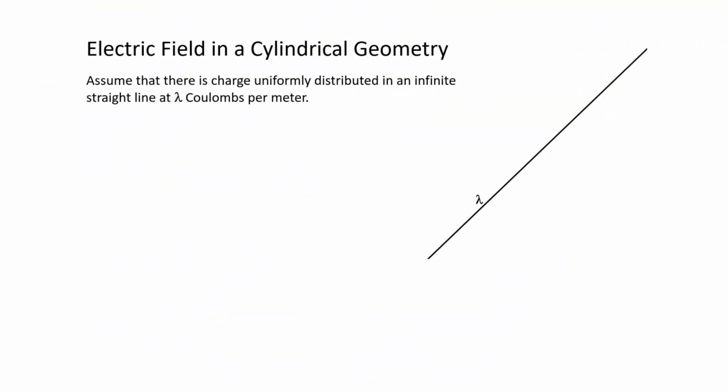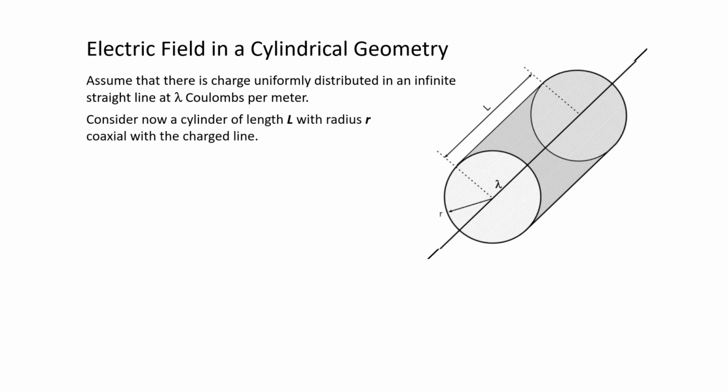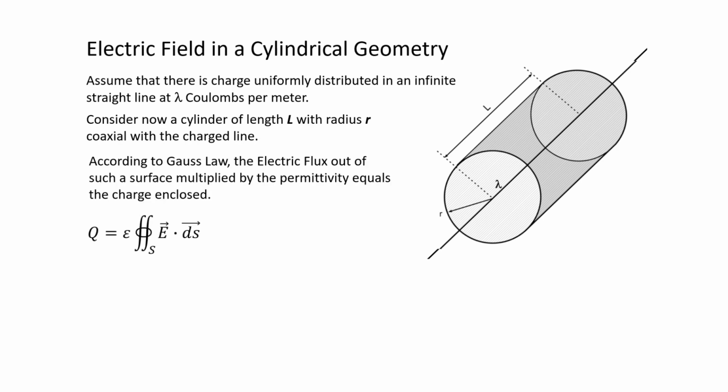Here's the promised reminder of the capacitance between two coaxial cylinders. Let's start with the electrostatic field in a cylindrical geometry. Assume that there is a charge uniformly distributed in an infinite straight line at lambda coulombs per meter. Consider now a cylinder of length L with radius R, coaxial with the charged line. According to the Gauss law, the electric flux out of such surface multiplied by the permittivity equals the charge enclosed.